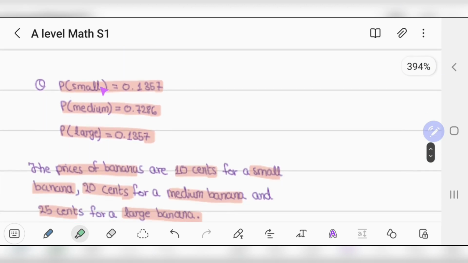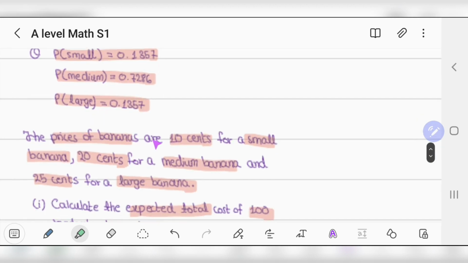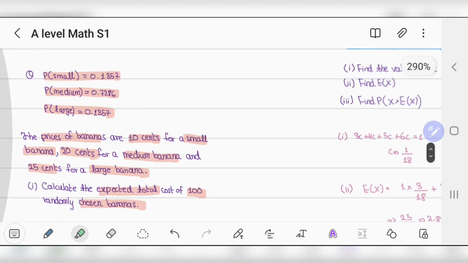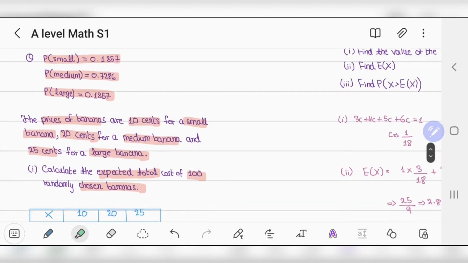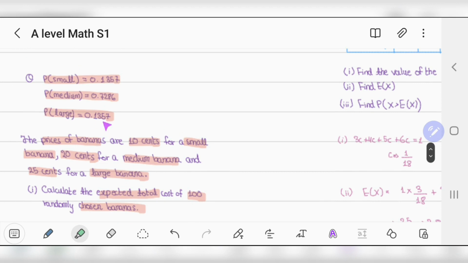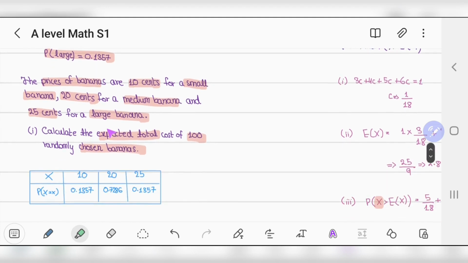The question is small, medium, large. The prices of bananas are 10 cents for a small banana, 20 cents for a medium banana, and 25 cents for a large banana. Calculate the expected total cost of 100 randomly chosen bananas. After knowing all of these, we can just make a diagram, right? 10 cents for a small banana, and the probability is this. 20 cents for a medium banana, and the probability is this, and 25 cents for a large banana, and the probability is this.